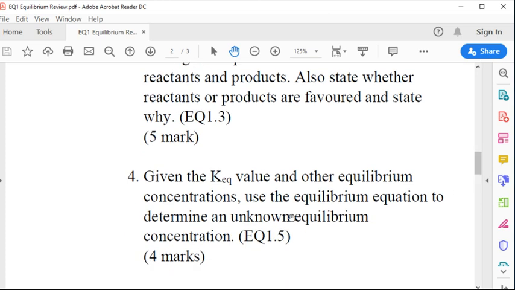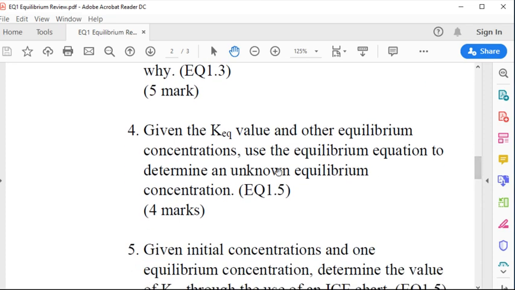Number 4, calculate the KEQ value and other equilibrium concentrations. So if we have that, use that to figure out an unknown concentration of either a reactant or product. So that was the first part of EQ 1.5. That's when we looked at that.